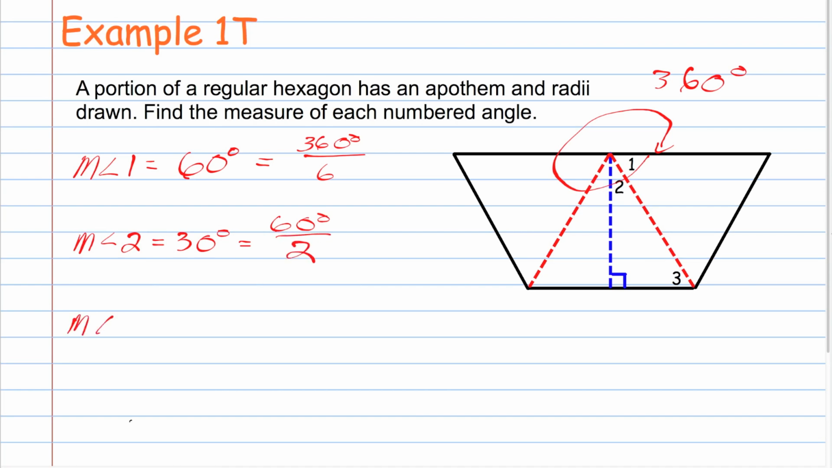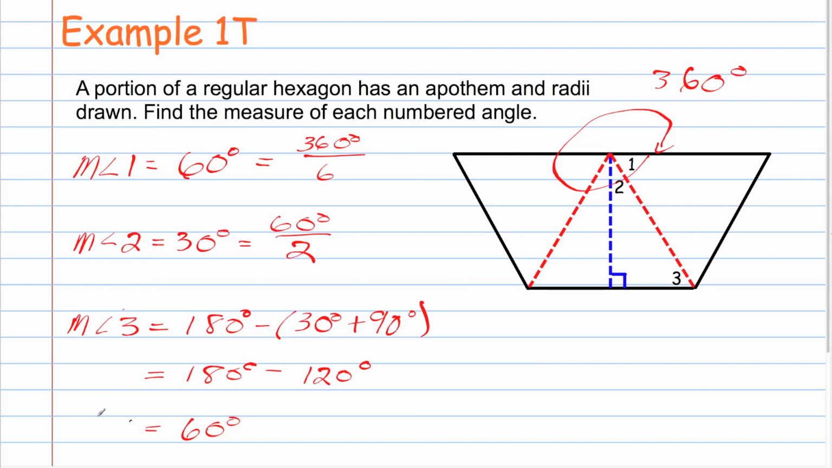And finally, the measure of angle 3 we find by using the triangle angle sum theorem. Now that we know the measure of angle 2 and we know that this angle is 90 degrees, we take 180, and from that we subtract the sum of the measure of angle 2, which is 30 degrees, plus the 90 degree angle. That ends up giving us 180 degrees take away 120 degrees, and the measure of angle 3 is 60 degrees. So that's how we find the different measures of those special angles in a regular polygon formed by the radii and the apothem.